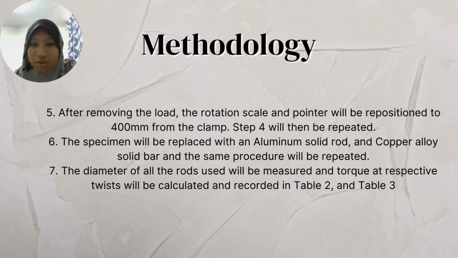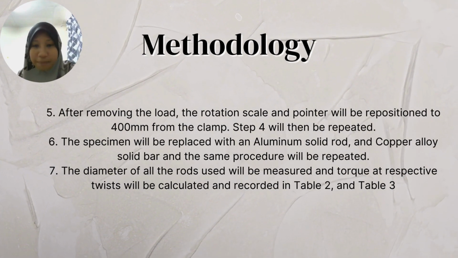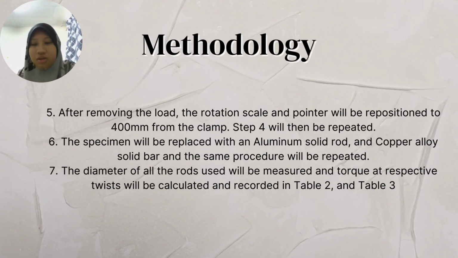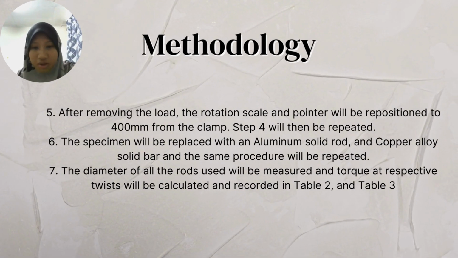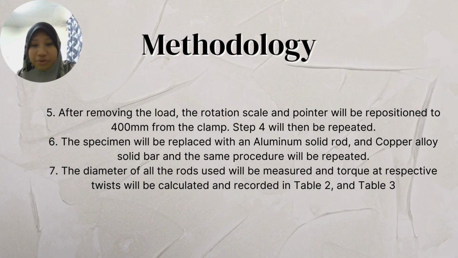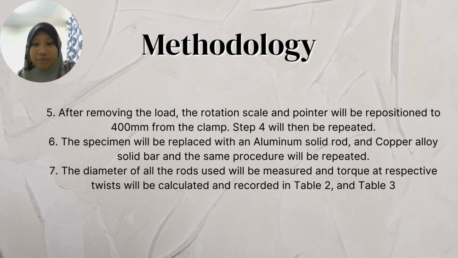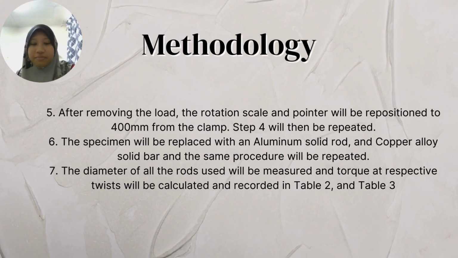After removing the rod, the rotation scale and the pointer will be repositioned to 400 mm from the clamp and step 4 will be repeated. Then the specimen will be replaced with the aluminium solid rod and the copper alloy solid bar, and the same procedure will be repeated. The diameter of the whole rod is to be measured, and the torque and the respective twist will be calculated and recorded in tables 2 and 3.